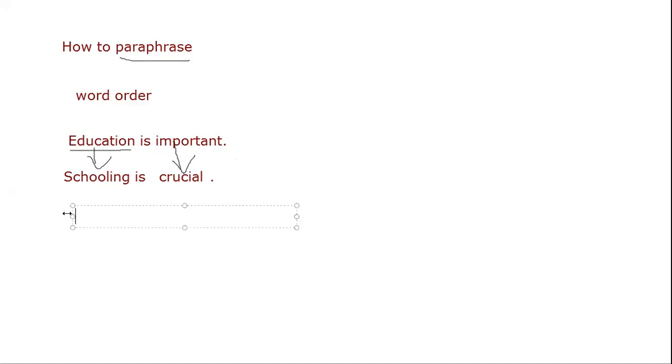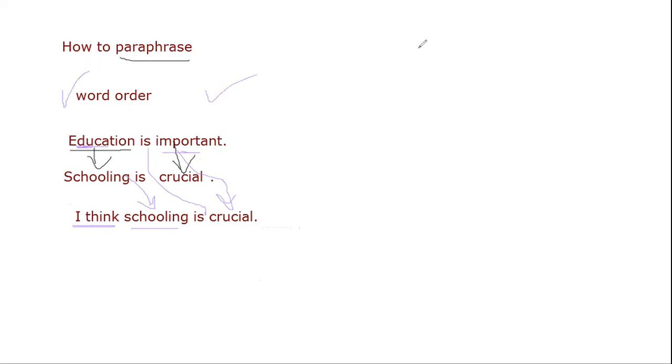If you want to change the order, or add a concession like although, all right, let's not make it complicated. I'm trying to make it as simple as I can. So I think, for example, schooling is crucial. Now education is not at the first, it becomes in the middle, and it changed to schooling, and important changed to crucial. Now you did word order and you did synonyms.